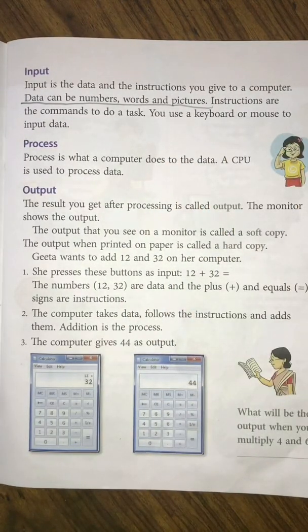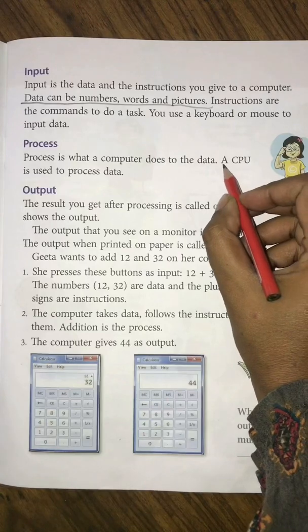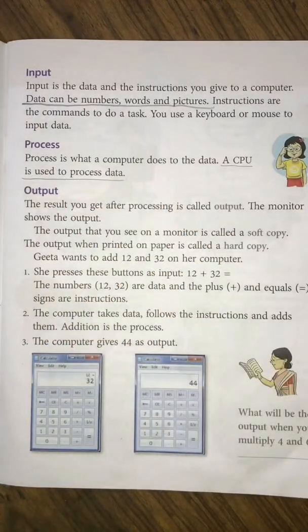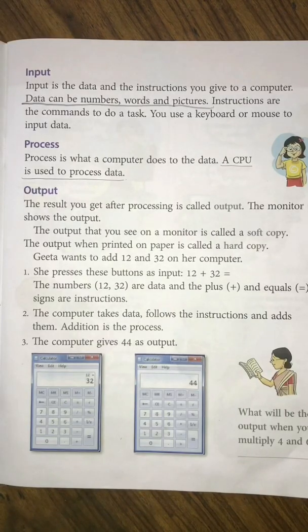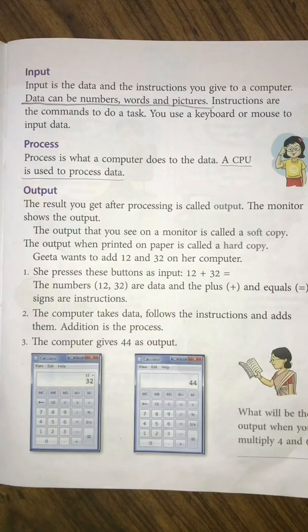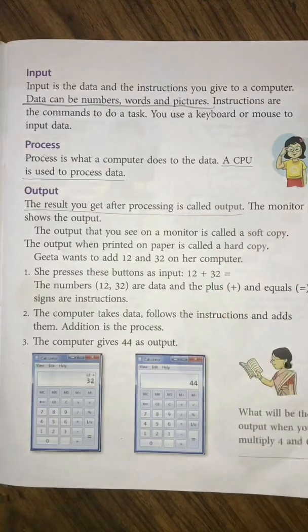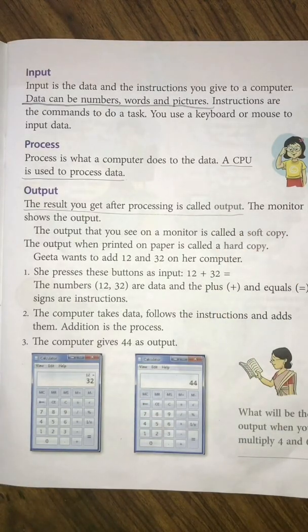Next one is process. Process is whatever is happening in the computer. And whatever happens, it does not happen in the monitor, children. It happens in the CPU. CPU is used to process data. What is the full form of CPU? Central Processing Unit. And what is output? The result that we are getting is output.